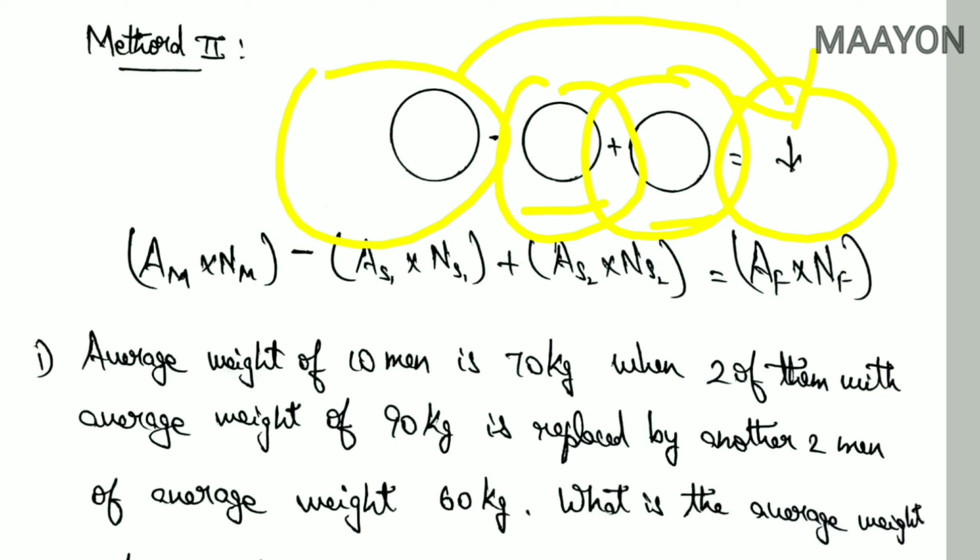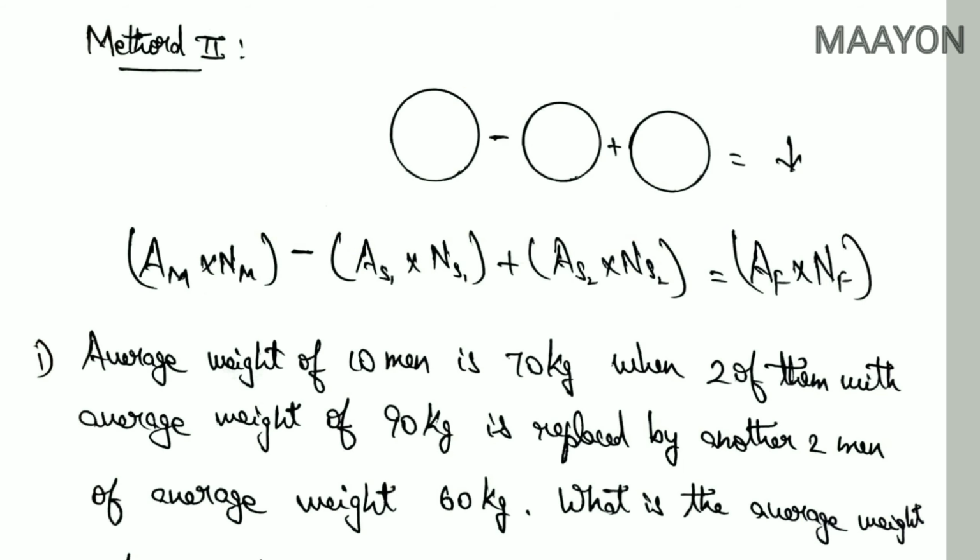Let's frame the equation for this method. Am into the number of terms in the main group, minus the average of subgroup 1 into the number of terms in subgroup 1, plus the average of subgroup 2 into the number of terms in subgroup 2, equals the average of the final group into the number of terms in the final group. It is the same equation as we saw in the previous method also.